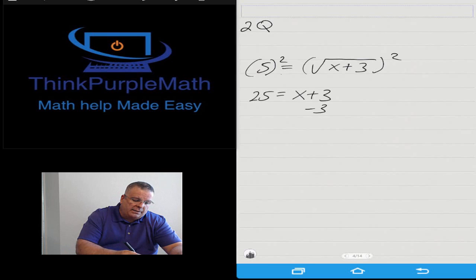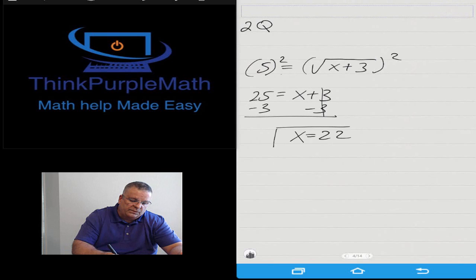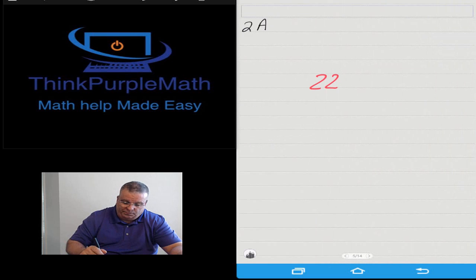Subtract 3 on both sides. 25 minus 3 is 22. But I'm going to put my variable on the left. I always put my variable on the left. 22, final answer.